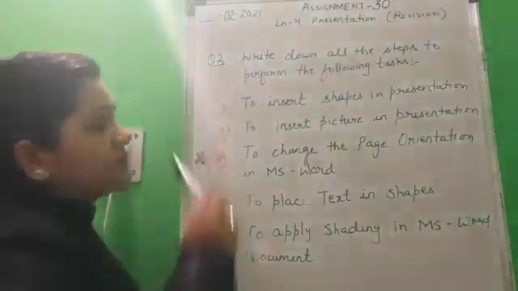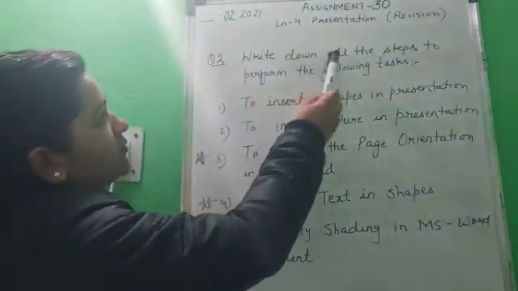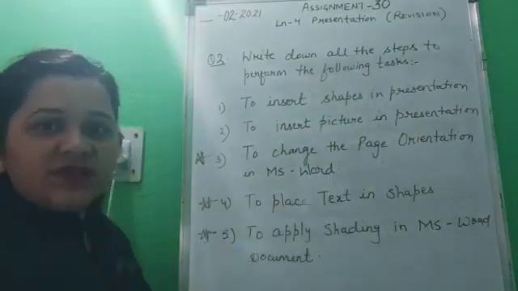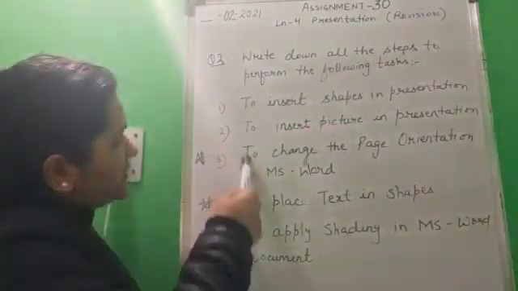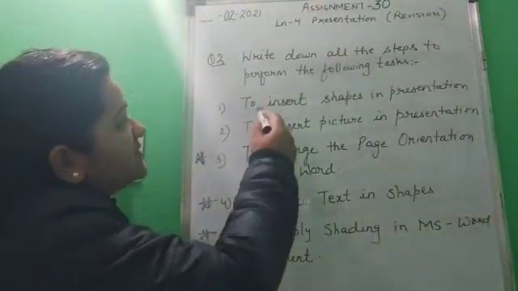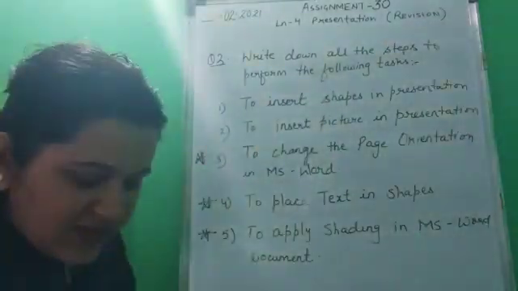Now children, here is question number 3. Write down all the steps to perform the following tasks. So now children, here I have given you some lists in which you have to write down the steps. Okay, now first is to insert shapes in a presentation.